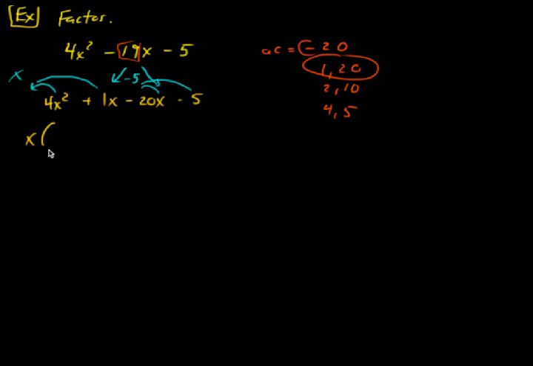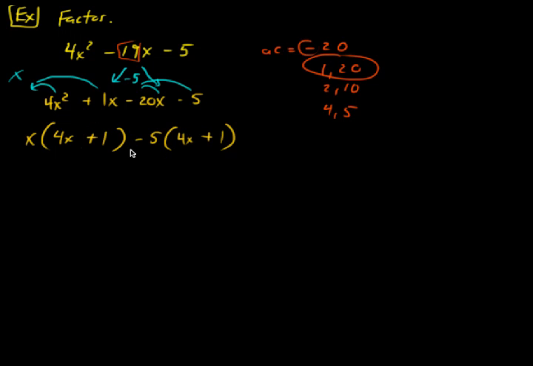So x times what would be 4x squared plus 1x? Well, that would be 4x plus 1. And then I factored out a negative 5. Negative 5 times what is negative 20x? That would be a 4x. And negative 5 times what is negative 5? That's a plus 1. And now notice both sets of my parentheses match, which is necessary for this next step to work properly.